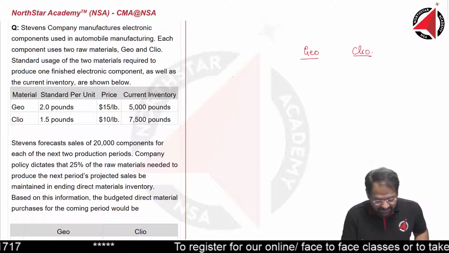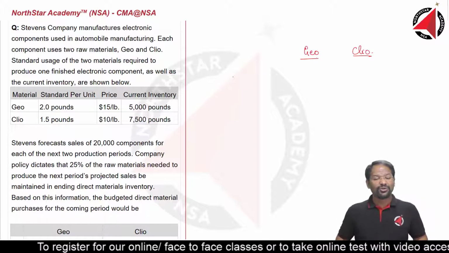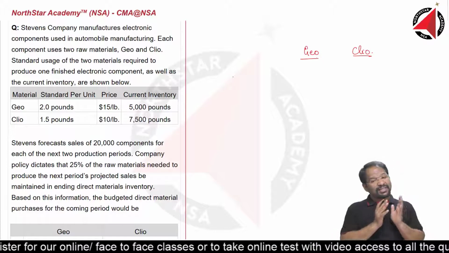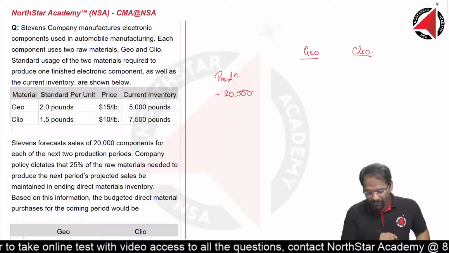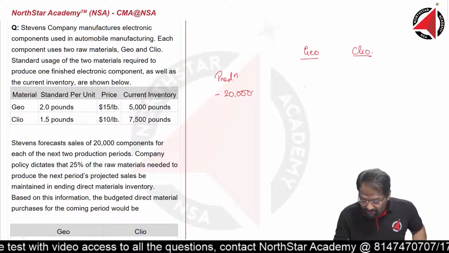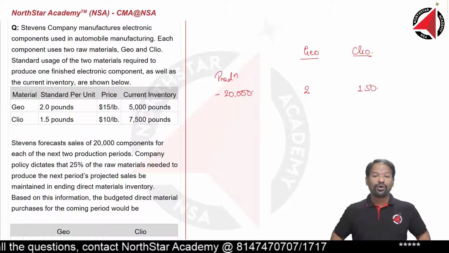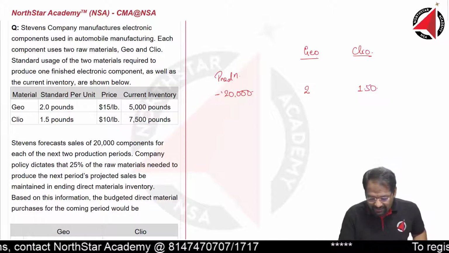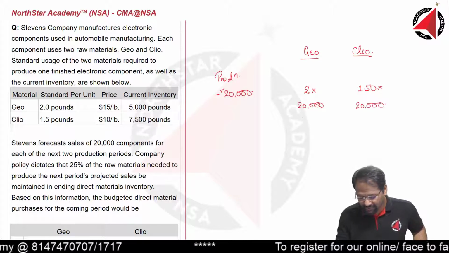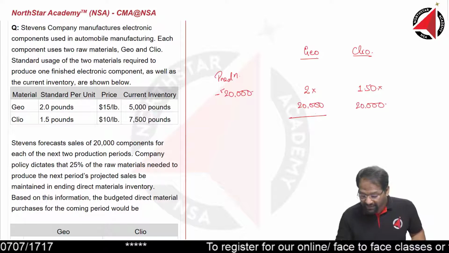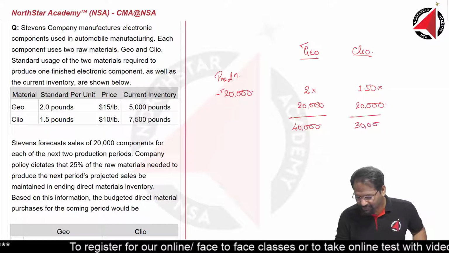How many units are we producing? We are producing based on sales, and there is no opening stock or closing stock of finished goods mentioned. So whatever is the sales budget, exactly the same has to be produced. So production is 20,000. For making one unit, I need 2 pounds of Geo and 1.5 pounds of Clio. So for 20,000 units, we multiply each by 20,000. So total pounds required would be 40,000 pounds of Geo and 30,000 pounds of Clio.